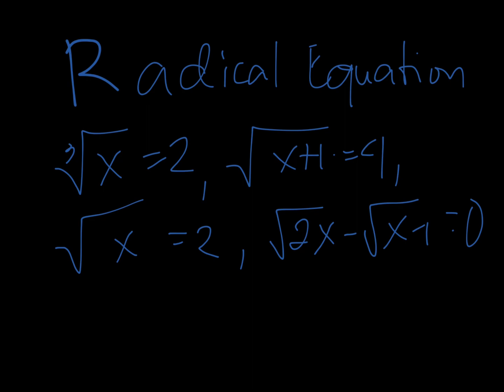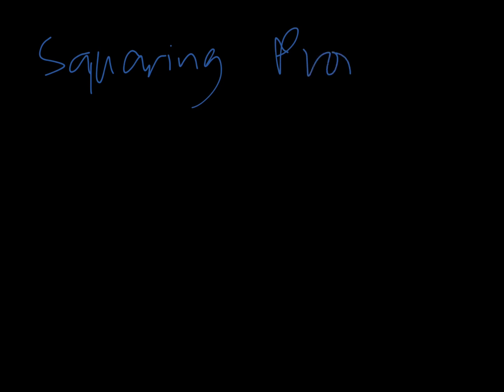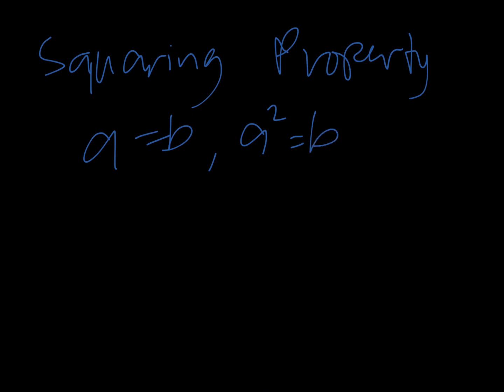To solve square root equations, apply the squaring property. The squaring property states that if two expressions are equal, then their squares are also equal. In symbols, if a is equal to b, then a squared is equal to b squared.